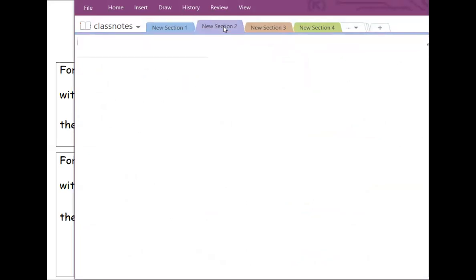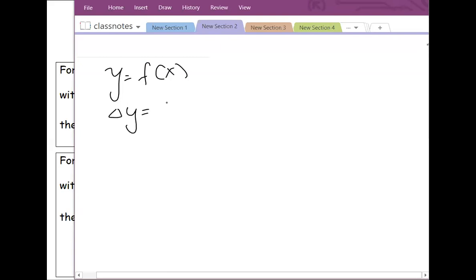If I have a function y equals f of x, how did we define the derivative of y with respect to x? I have y equals f of x. So what was the correct way of writing the derivative? Anybody remember? Delta y equals alpha delta x, right?